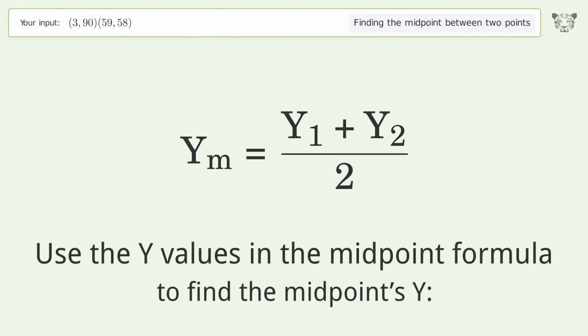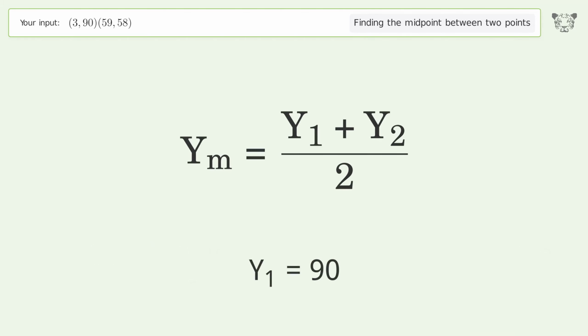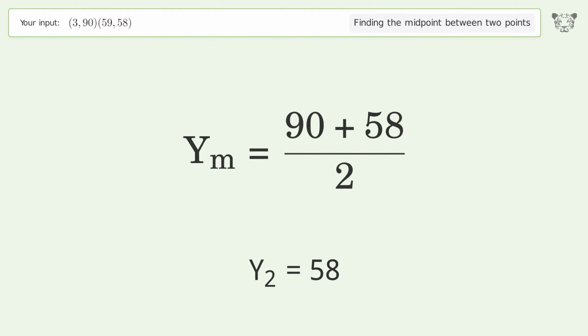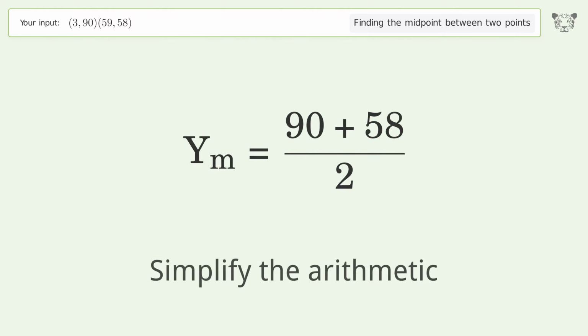Use the y values in the midpoint formula to find the midpoint's y. y1 equals 90. y2 equals 58. Simplify the arithmetic.